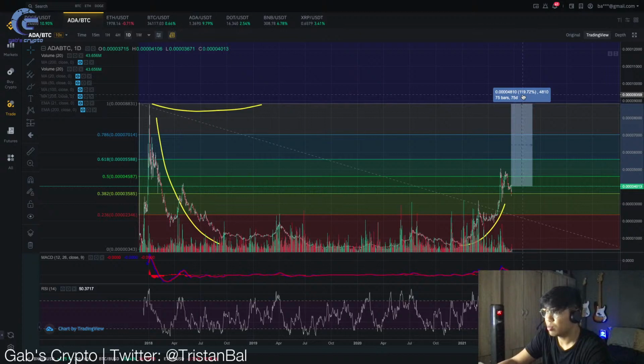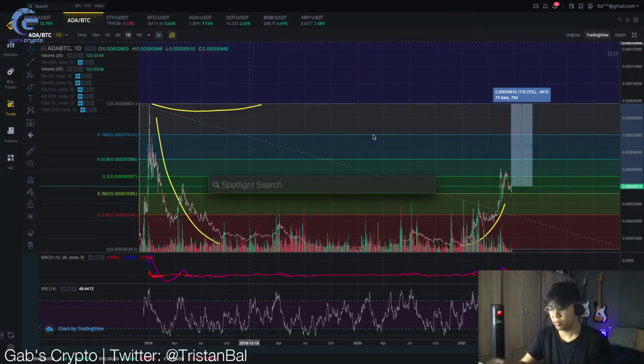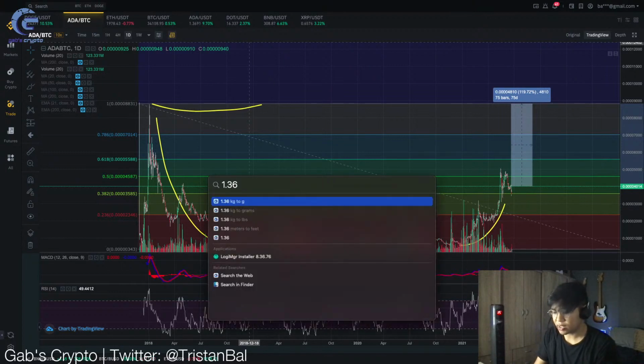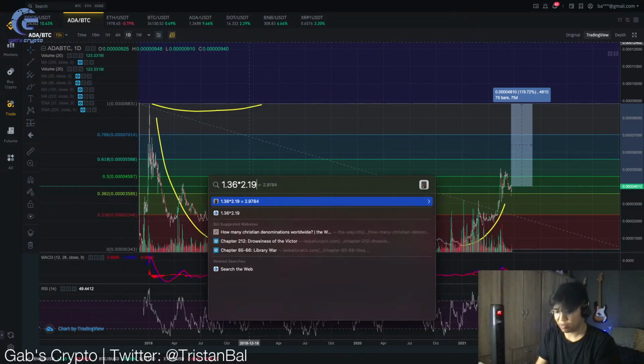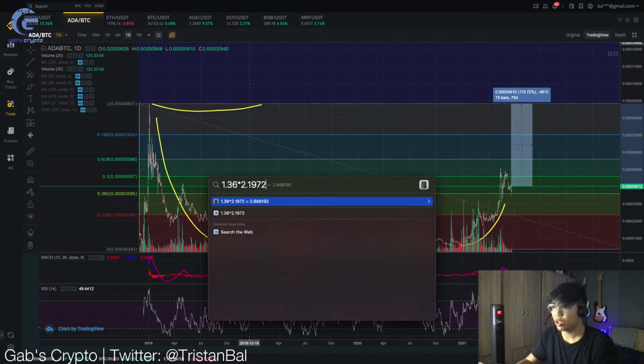So sa ngayon, ito yung realistic price prediction niya. So 119% pump from 1.36. So 1.36 times 2.1972. We could actually see a $3 Cardano. Yun yung lowest possible na makuha natin.